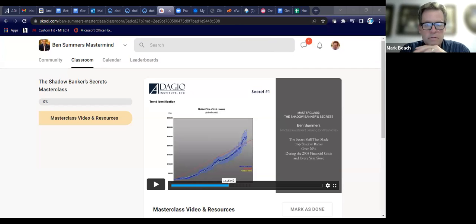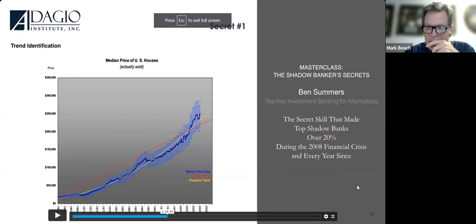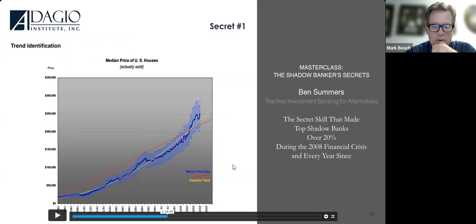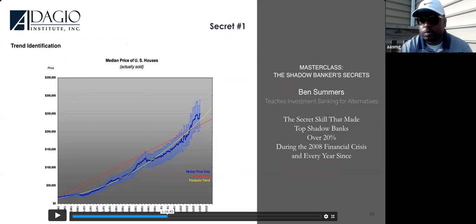So I'll be jumping off camera in my car toward the end. So I always do this on my cell. Okay. Can you see that? Let's see if I can get that screen bigger. Go to full screen on this. There we go. So Anthony, can you see that graph now for the median price of US houses? Yes, that's perfect.